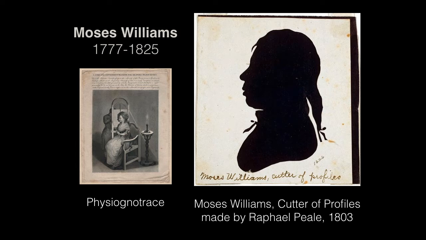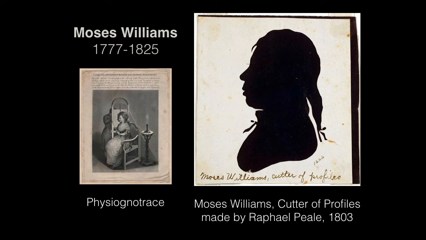Moses Williams is a worker who was a cutter of profiles. He worked for Charles Willson Peale, who was a well-known artist who painted the portrait of George Washington. Peale had a museum, and he had a collection of paintings that people came to see. And while they were at his art museum, they would have their portrait cut. And you can see here this physiognomy trace. People would sit in a chair, and a light would cast a shadow onto a screen. And then Moses Williams would cut out their silhouette.